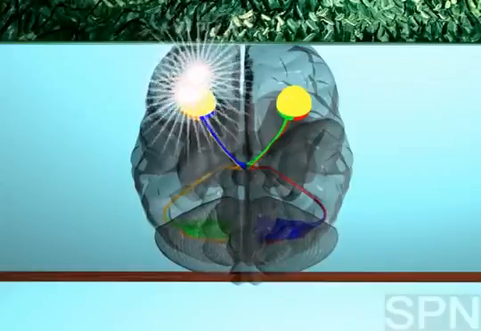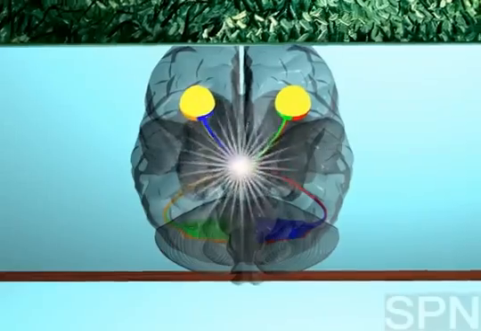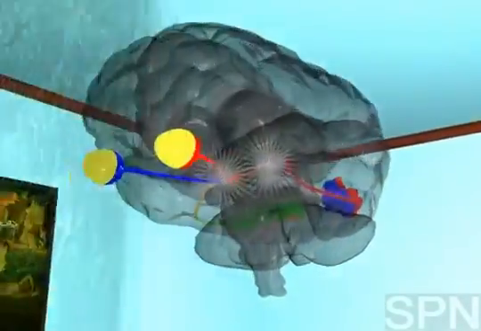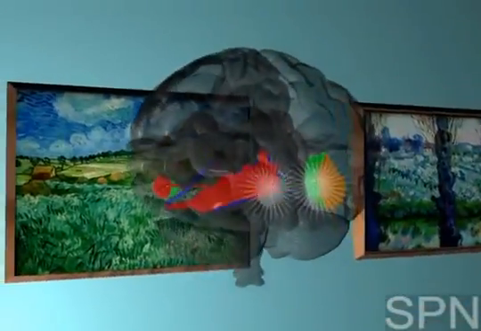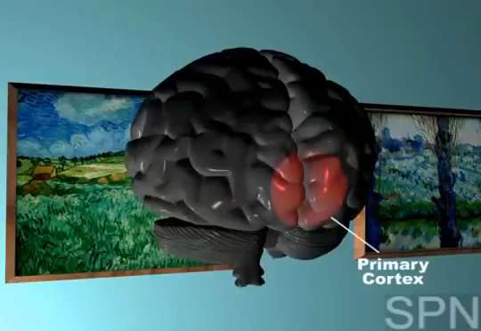Information from the temporal part of the right visual field crosses over to the left hemisphere. Information from the temporal part of the left visual field crosses over to the right hemisphere. This is called contralaterality of vision.